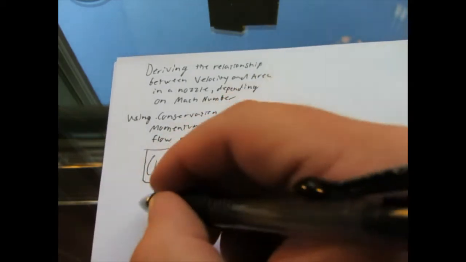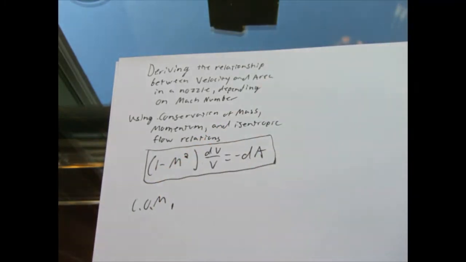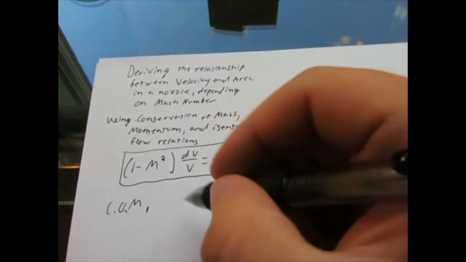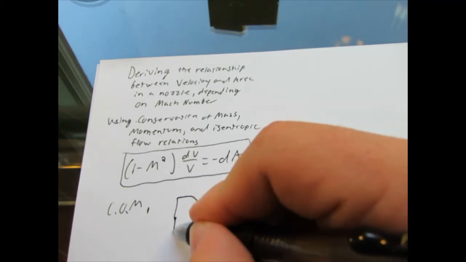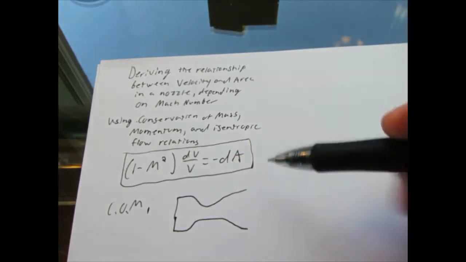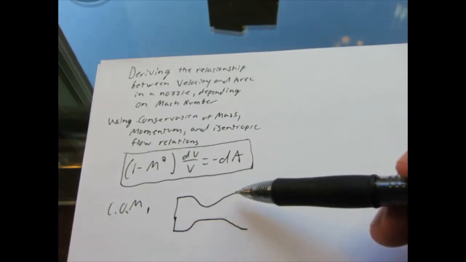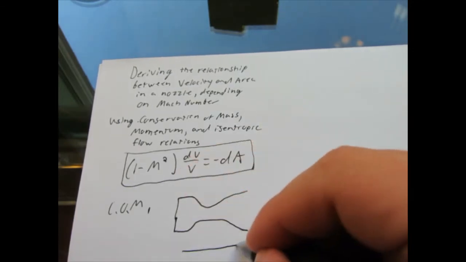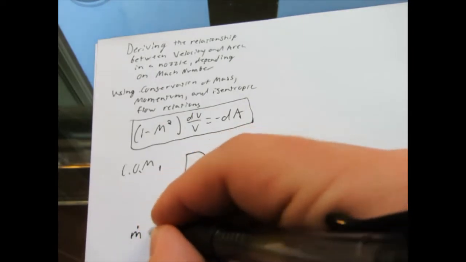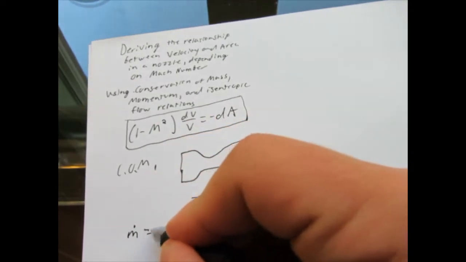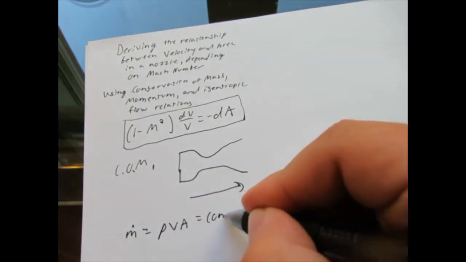So the first thing we're going to use is conservation of mass, which basically says, at any given point along a system, let me elaborate on this quick. So we have our nozzle here. Conservation of mass says that the mass flow rate along this entire nozzle, along this entire process, is constant. So we can use m dot, which is mass flow rate, equals rho V A, and that equals constant.